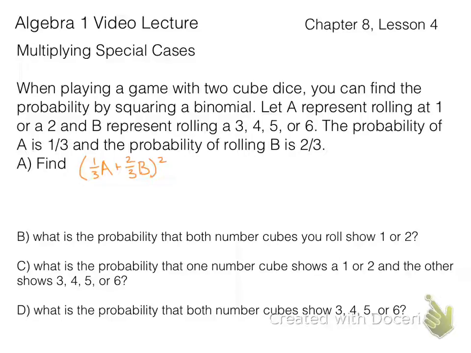So let me read the question to you. When playing a game with 2 cube dice, and you guys are all familiar with cube dice, just regular playing dice, you can find the probability by squaring a binomial. Let A represent rolling a 1 or a 2, and B represent rolling a 3, 4, 5, or 6. Okay? The probability of A is 1/3, and the probability of rolling B is 2/3.